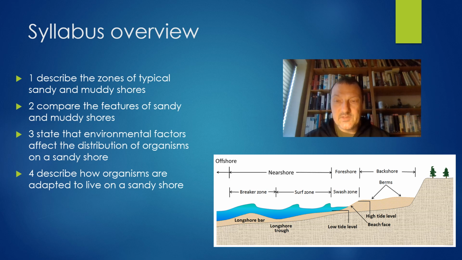This syllabus and this chapter line up quite well with the one on rocky beaches, and comparing a rocky and a sandy beach is a good exercise to do. Here we're going to compare the sandy and the muddy beach. We're going to look at zonation, the features of the sandy and the muddy shore, and the environmental factors, both biotic and abiotic. And we're going to look at two organisms to see how they adapt to living on a sandy shore.